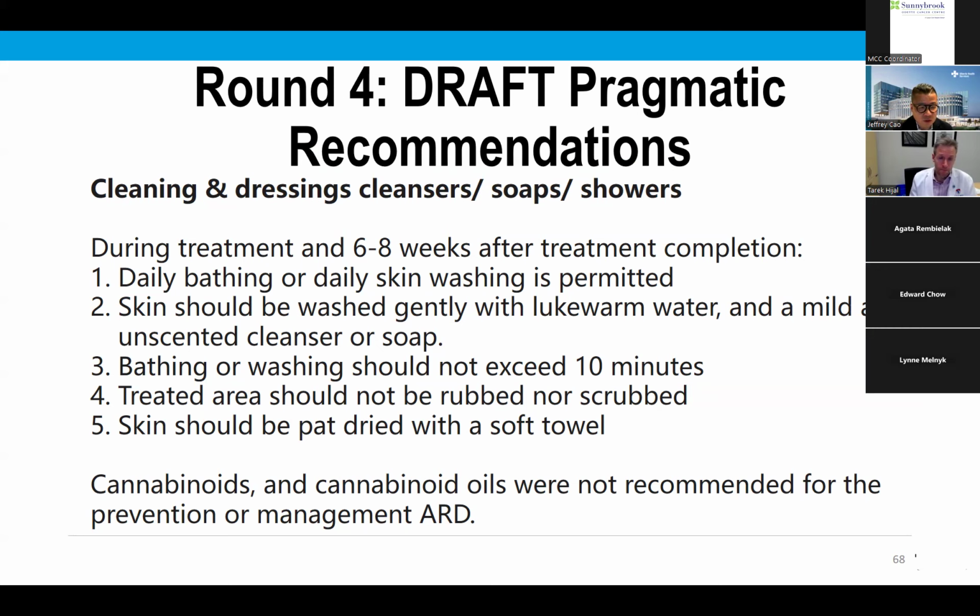There was a really strong push by the dermatologist to say that washing shouldn't exceed 10 minutes. And using lukewarm water was really emphasized. No exfoliation, again, by the dermatologist. And then skin should be patted down rather than dried off in another way. Cannabinoid oils were not recommended.